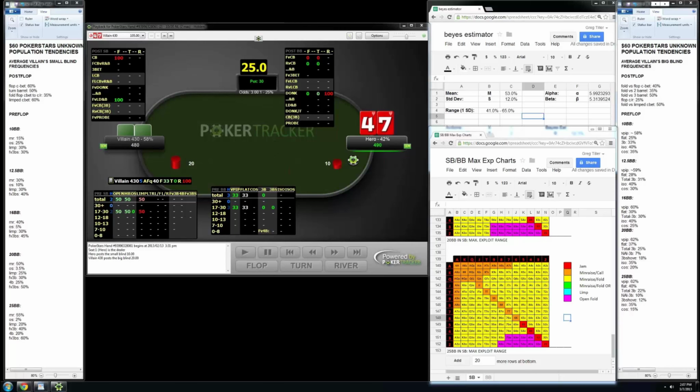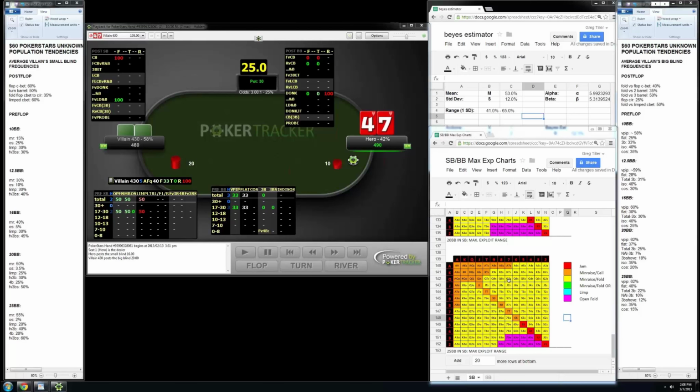We've outlined with the charts I have here on the bottom right our maximally exploitative readless play against the average $60 Stars hyper player, both from the small blind and big blind at all stack depths. Yesterday we talked about maximally exploitative post-flop play, centered around the fact that villain from the small blind is going to have generally nitty ranges, and from the big blind he's going to be generally pretty passive, making barreling pretty good and stuff like that.